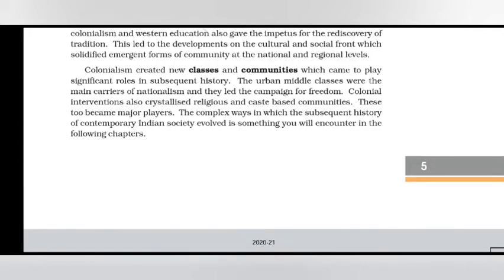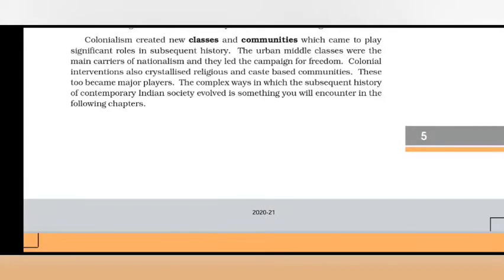Colonialism created new classes and communities which came to play significant roles in subsequent history. The urban middle classes were the main carriers of nationalism and they led the campaign for freedom. Colonial interventions also crystallized religious and caste based communities. These two became major players.